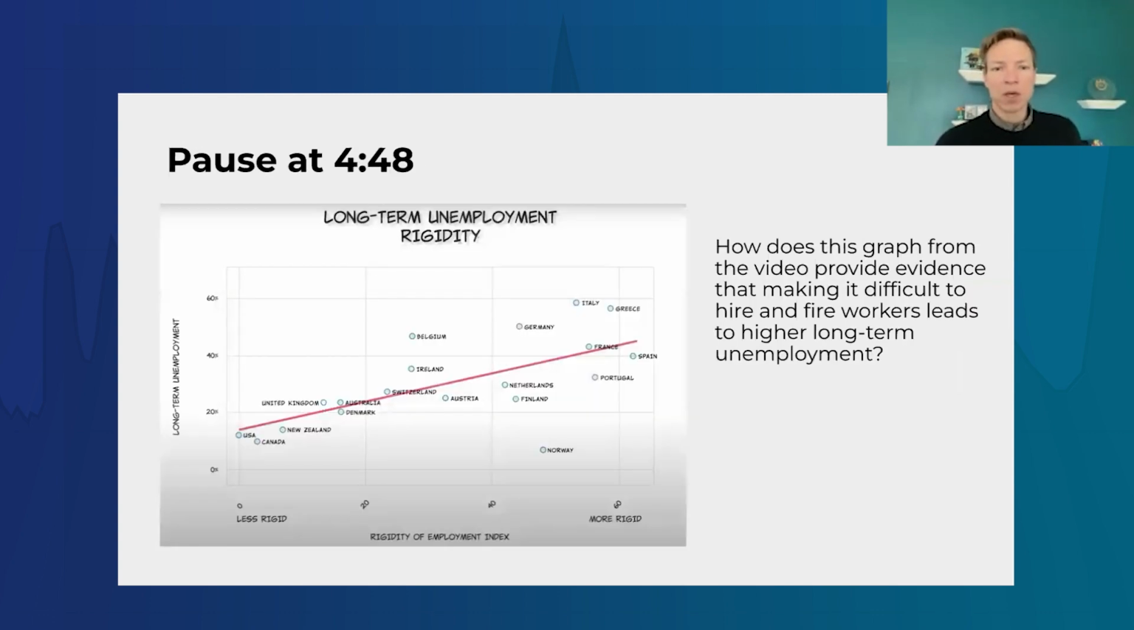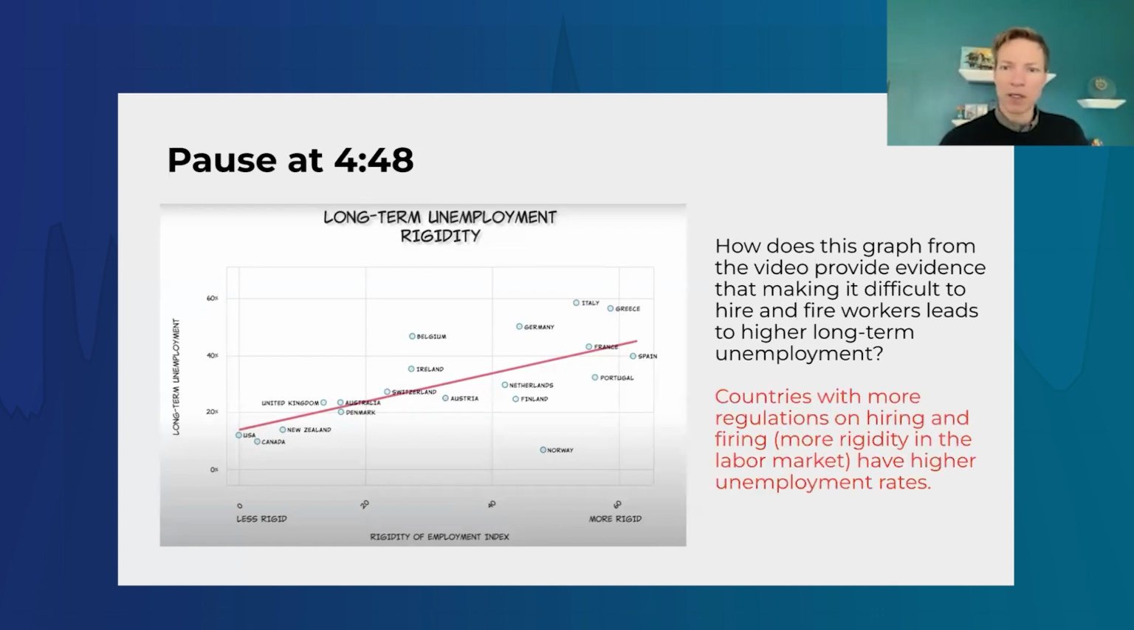All right. And so on this graph, keep playing the video, pause at 4:48. We're just going to highlight this graph from the video just to make sure people understand it. What is being measured here on the x-axis is basically how hard it is to fire people, and then long-term unemployment on the y-axis. You can see there's this direct relationship saying, look, if you make it very, very difficult to either hire and fire people, you're going to get higher unemployment, higher long-term unemployment, and that is exactly what this graph is showing.